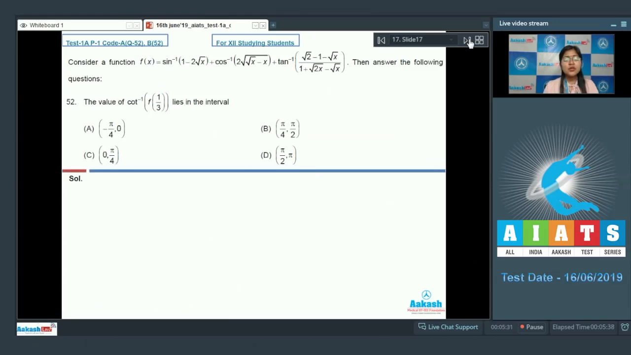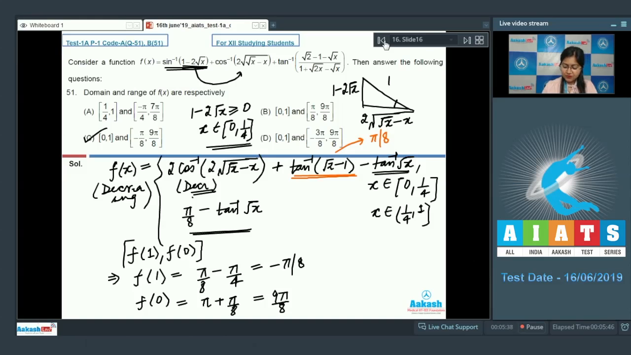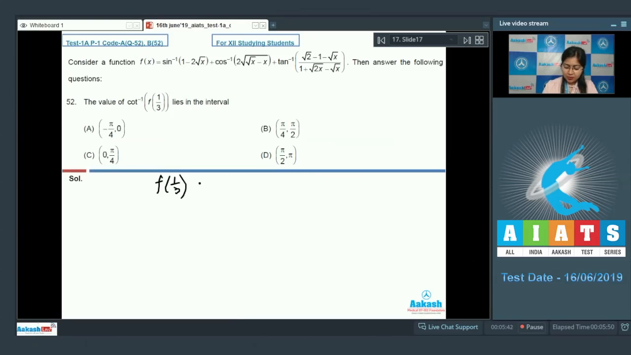Now further in question number 52, firstly let's find the value of f of 1 by 3, which from this function can be written as pi by 8 minus tan inverse root x, that is tan inverse 1 by root 3. So this is equal to pi by 8 minus pi by 6, that will be equal to minus pi by 24.